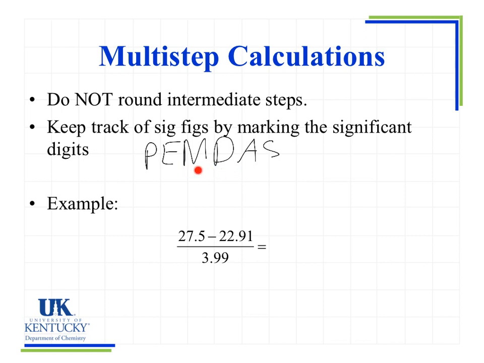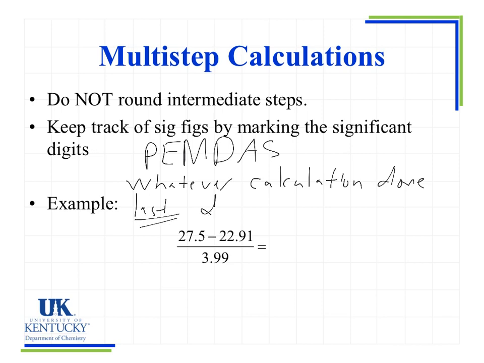They're equivalent, whichever you come to first in your calculation, they're equivalent to each other. Then lastly, addition and subtraction. So that's your order of operations. And then you need to know that whatever calculation is done last dictates the number of sig figs to report.